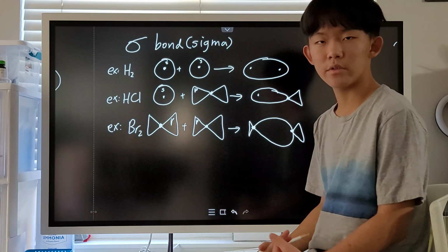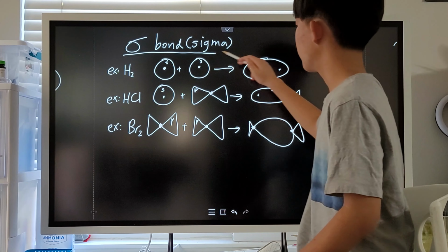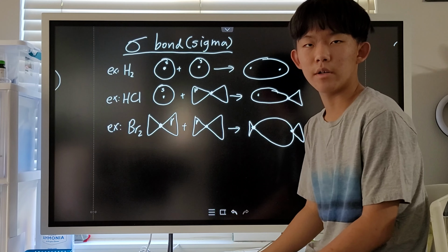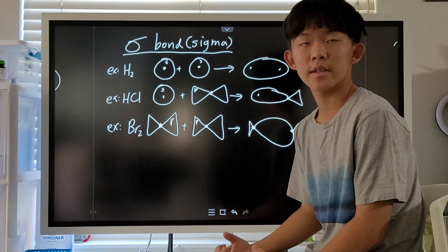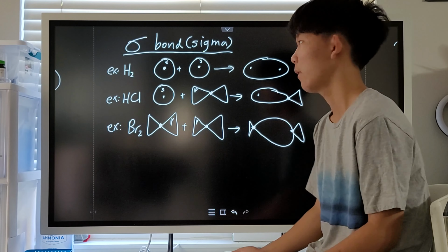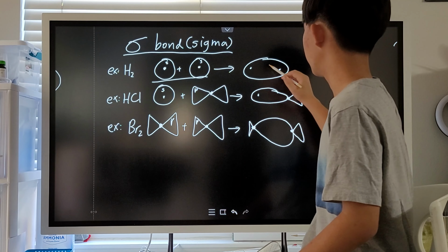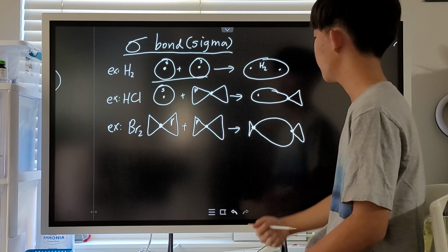And there are two major types of bonds that can be found in covalent bonds. Sigma is the first one. A sigma bond is basically an s and s bond, an s and p bond, or a p and p bond. For example, two s orbitals can intersect to produce this hydrogen gas molecule.